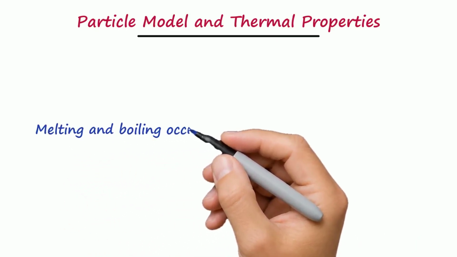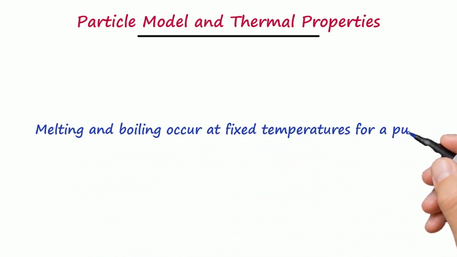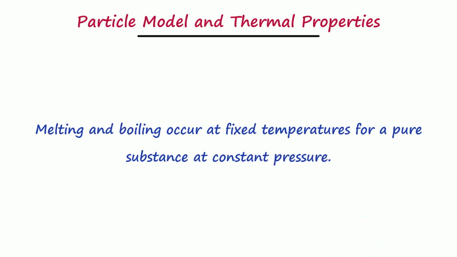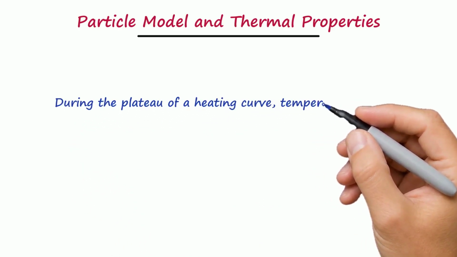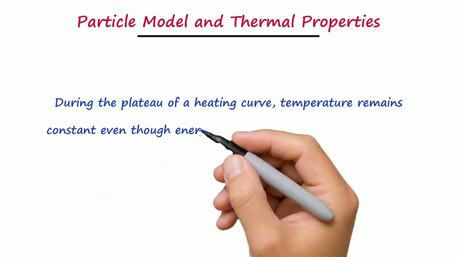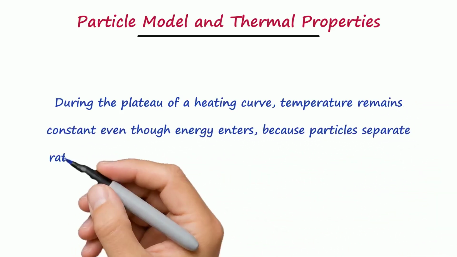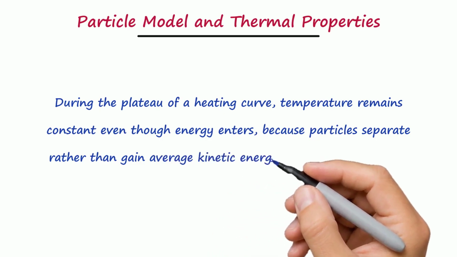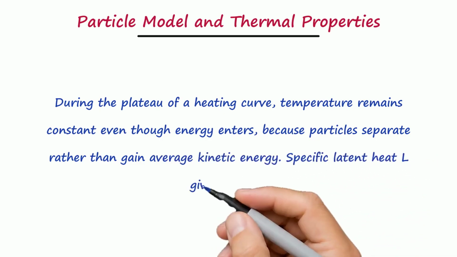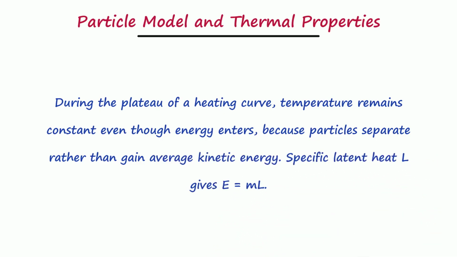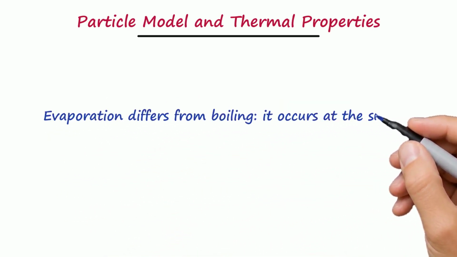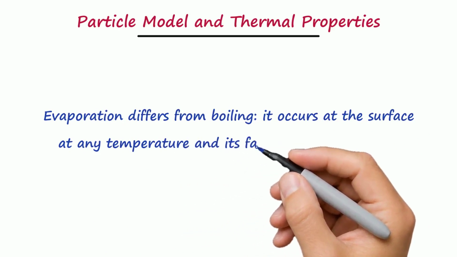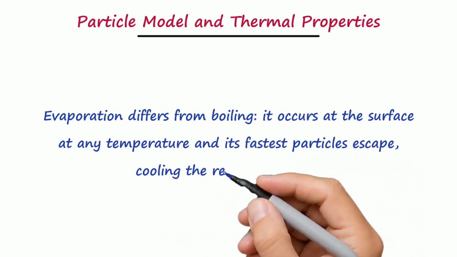Melting and boiling occur at fixed temperatures for a pure substance at constant pressure. During the plateau of a heating curve, temperature remains constant even though energy enters, because particles separate rather than gain average kinetic energy. Specific latent heat L gives E equals mL. Evaporation differs from boiling. It occurs at the surface at any temperature and its fastest particles escape, cooling the remaining liquid.